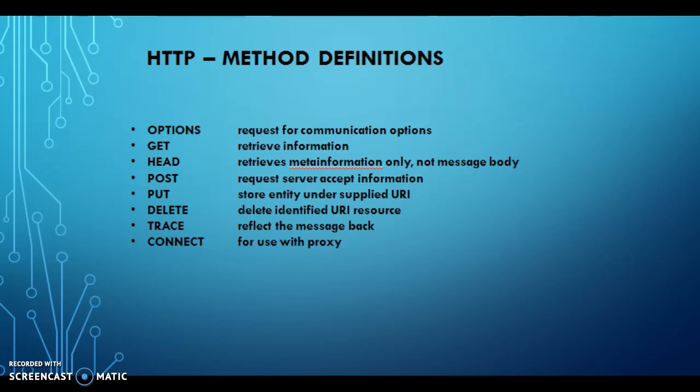I told you I'd get back to methods, and here they are. These are the 1, 2, 3, 4, 5, 6, 7, 8 methods that are defined in RFC 2616. The primary one is GET, which retrieves information. A HEAD would retrieve the meta information. No, it doesn't get the body. POST will request server information. Now, PUT, there's a difference between POST and PUT. PUT will actually store the entity that's supplied by the URI.